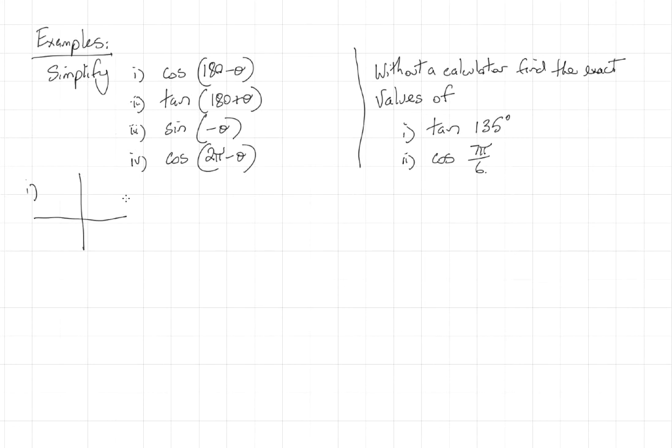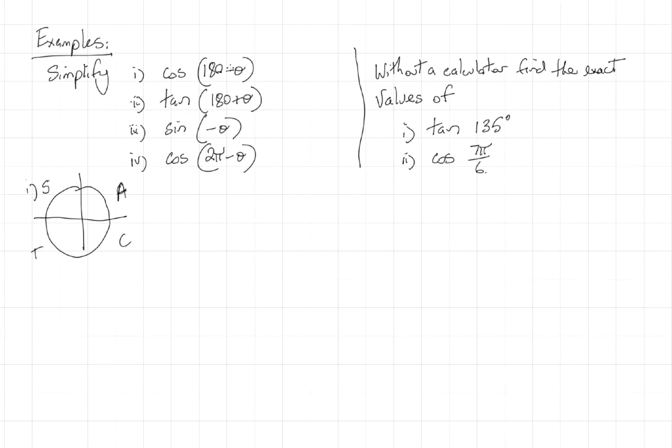Just a quick little sketch. I think for all of these questions, a quick little sketch is the way to go. Put our CAST, or all stations to central, so we know, just remind us, which quadrants the ratios are positive in.